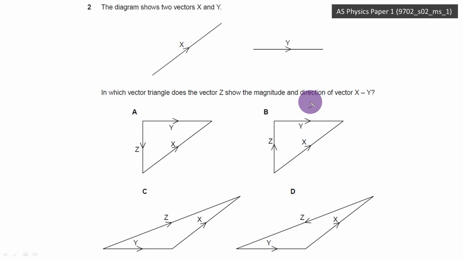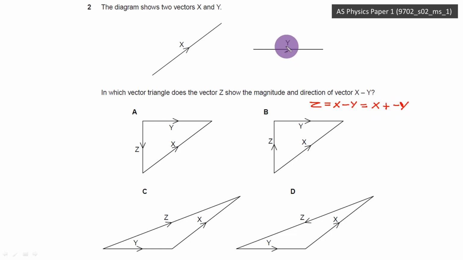So we are told that z is equal to x minus y. At this point, we remember that x minus y is the same as x plus minus y, because in most cases we deal with addition of vectors rather than subtraction of vectors. So we can treat subtraction of vectors as a special case of addition. We are just adding a negative vector, or negative y.